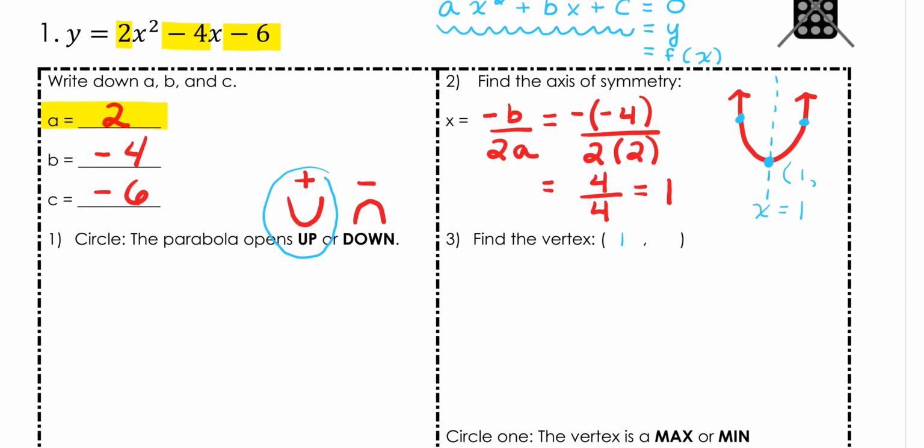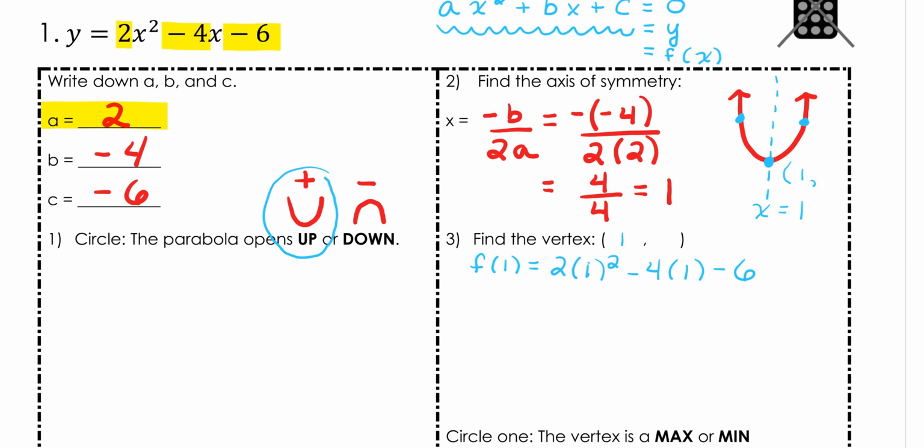So let's go ahead and do that. I'm going to use function notation in this example because I want to make sure that you see that the quadratic equation can have a y value that it's set equal to, or it could say f of x. So I'm going to do f of 1 because we're plugging 1 into our quadratic equation. 2 parentheses 1 squared minus 4 times 1 minus 6.